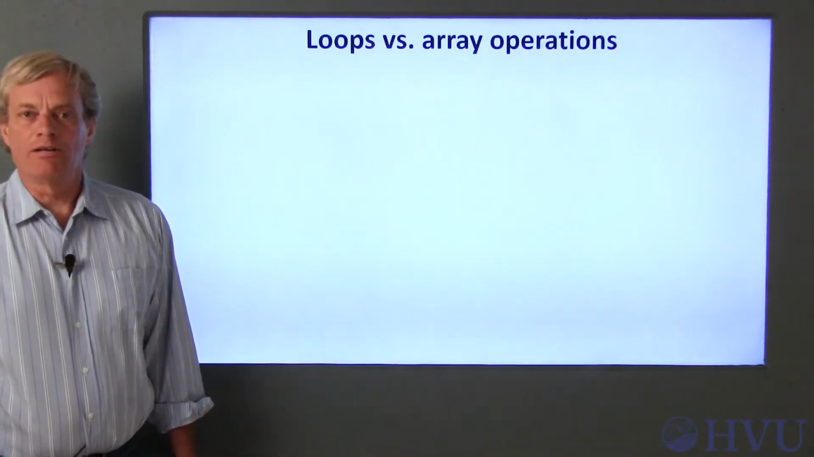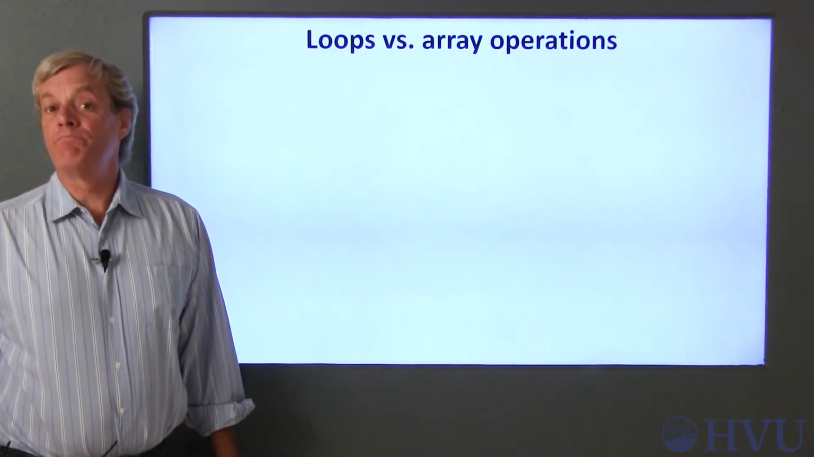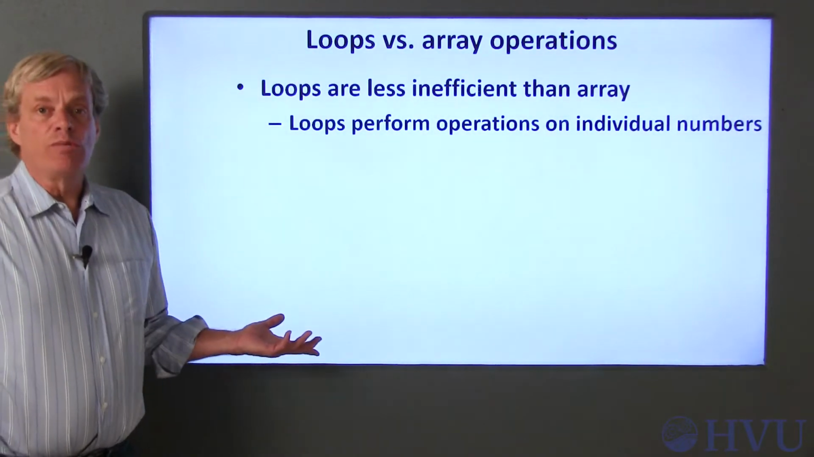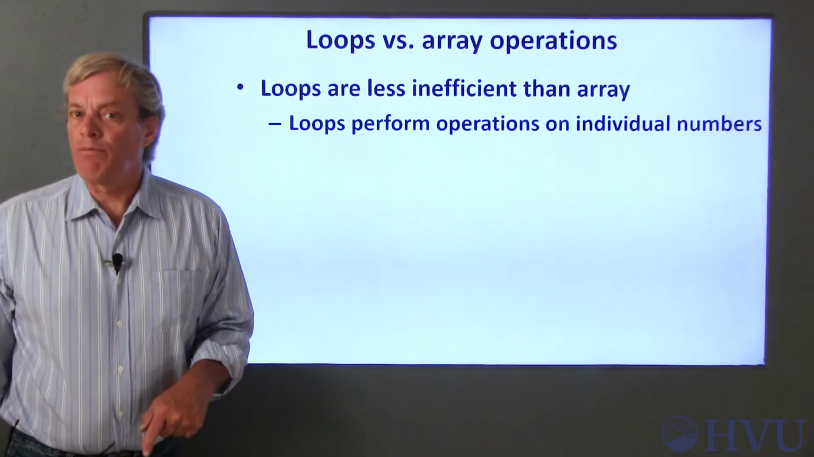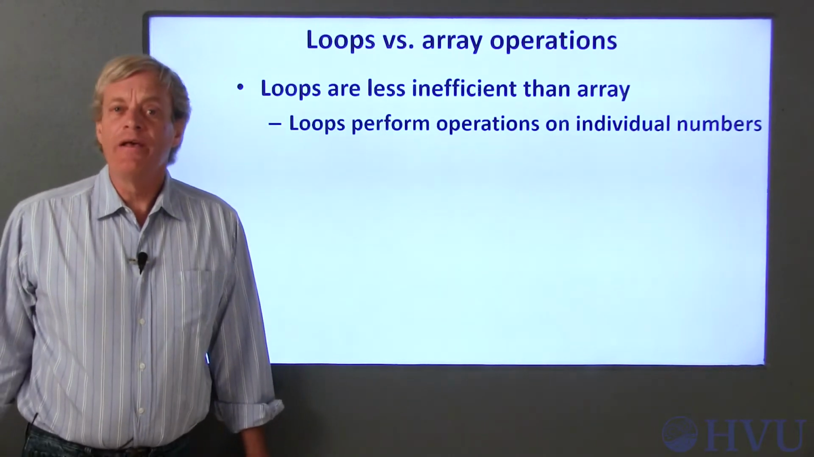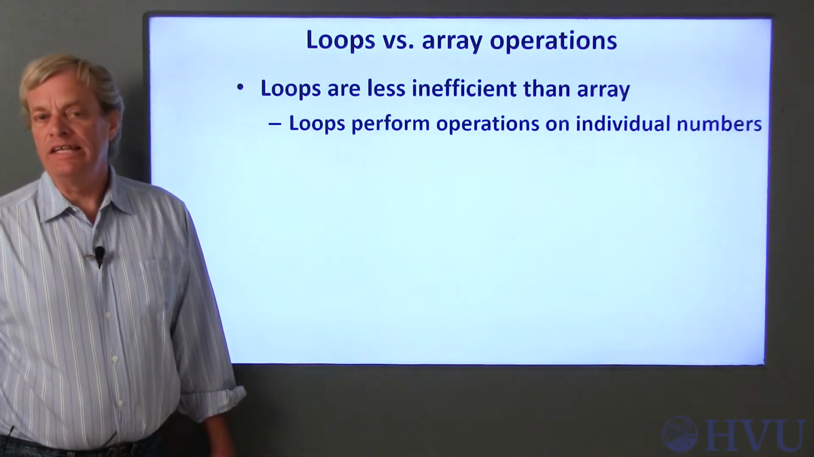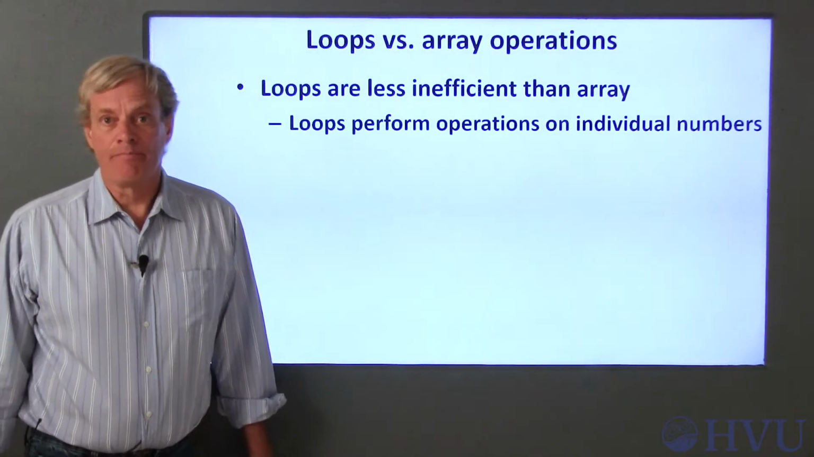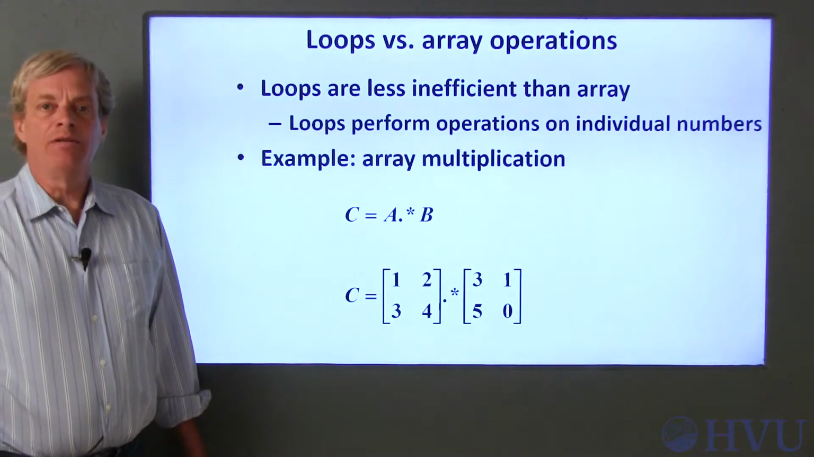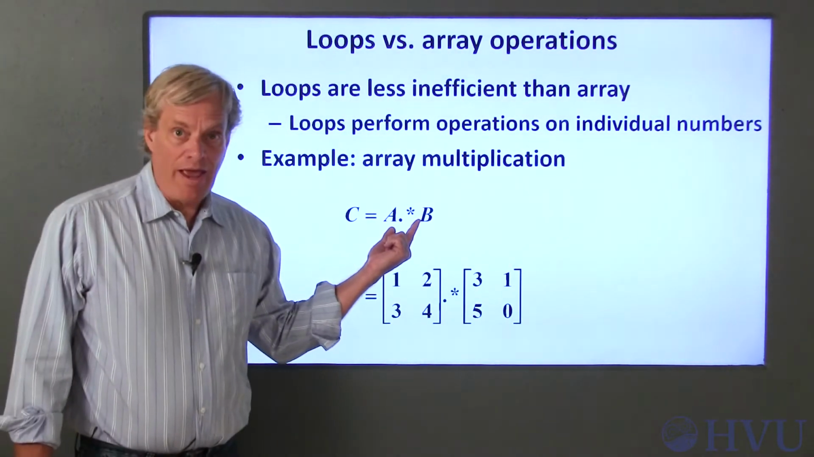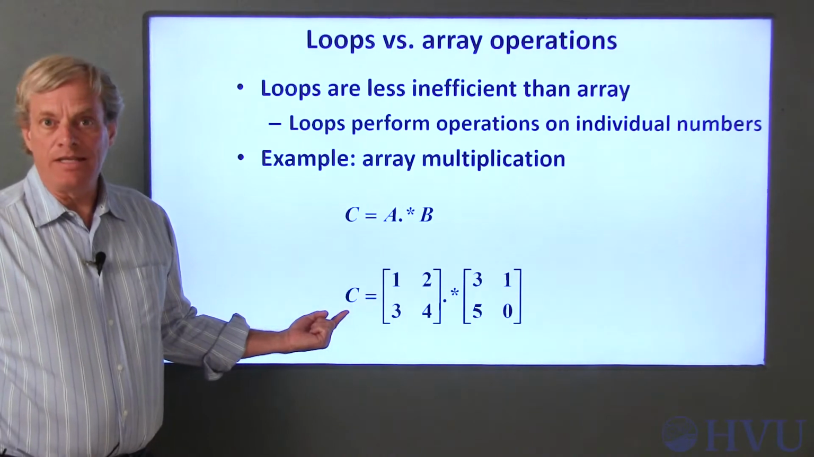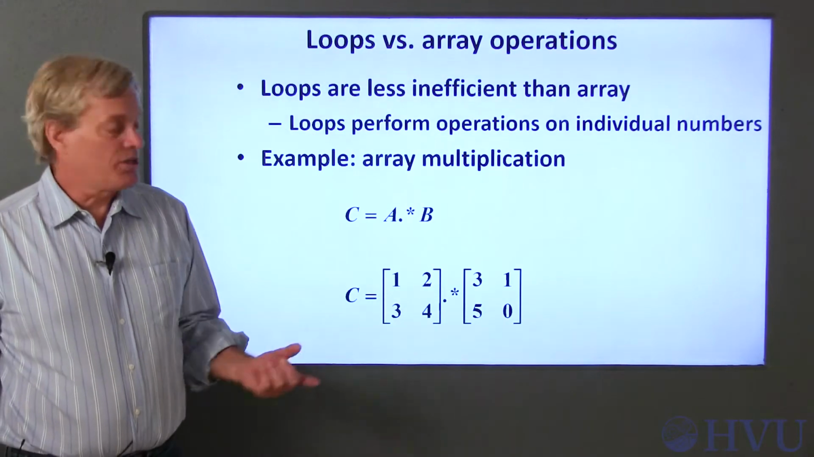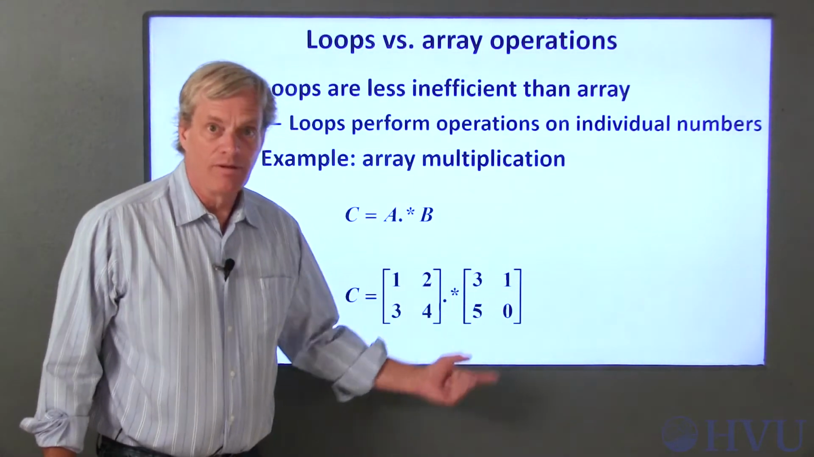The first issue I'll cover is the use of loops versus Octave's built-in array operators. Executing looping structures is usually more time-consuming than performing a similar operation using array or matrix operators. This is because looping structures operate on individual array elements, while array operators work with multiple elements at a time. For example, consider the element-by-element multiplication of two arrays. Suppose I want to create an array C that's the product of matrices A and B. To get C, you multiply the corresponding elements in A and B.